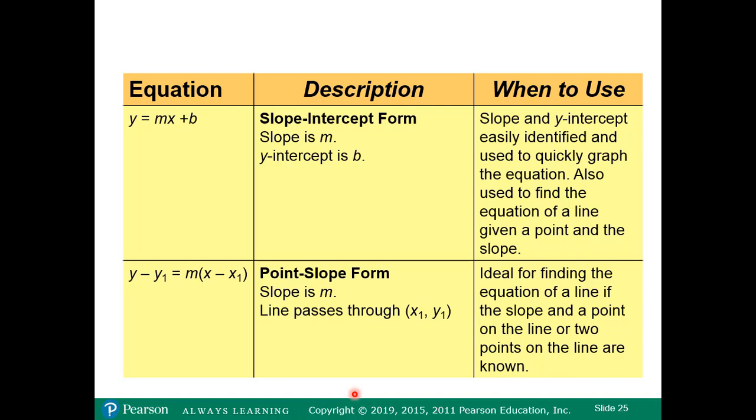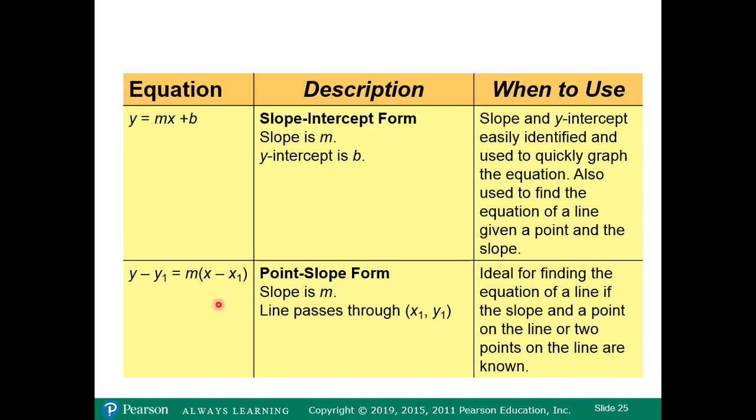Okay, so now here's the description and the when to use. So this is the equation. This is slope-intercept form where m is the slope and the y-intercept is b. And here it says that the y-intercept can be immediately or easily identified, and it can be used quickly to graph an equation. It's also used to find the equation of a line that is given through a point and a slope. So if you're given a particular point and a slope, you're going to want to use slope-intercept form. Okay, it's very easy to use.